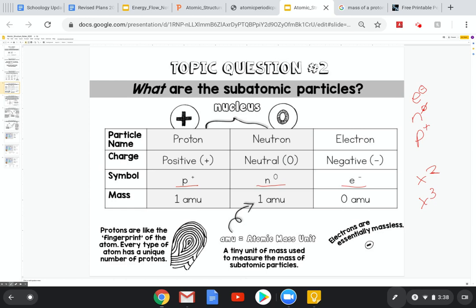Now let's get to mass. Mass is super important, okay? Because we are talking about very, very small things, something that's a part of an atom. So scientists recognized right away that it was going to be very difficult to talk about the mass of these different atoms, unless they make up a convention, something they can agree upon to talk about it a lot easier.